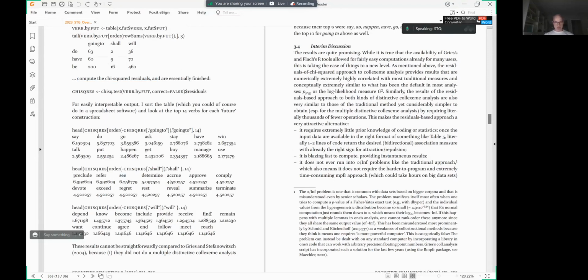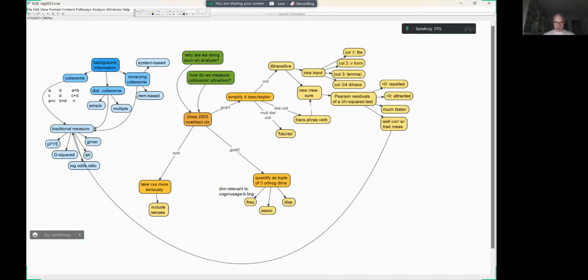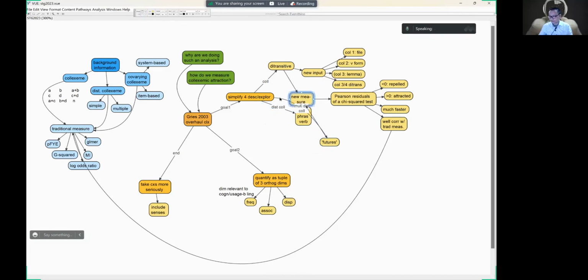Now, does this work? How does it compare to the previous results? Okay, the results cannot be straightforwardly compared to the previous analysis because we didn't do a multiple distinctive collexeme analysis 20 years ago. But the results for the most comparable future construction are still quite similar. So 6 out of the top 10 are actually shared across the two constructions. So for now, I'm going to say, okay, same thing here. It also uses the same measure, and has the same effects and so on. So everything basically works very similar. Let me make this round. Yeah, I guess it's good enough. It doesn't need to be super pretty. Okay.